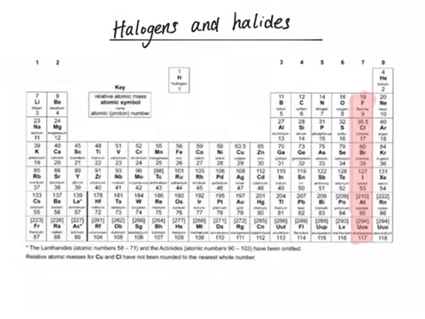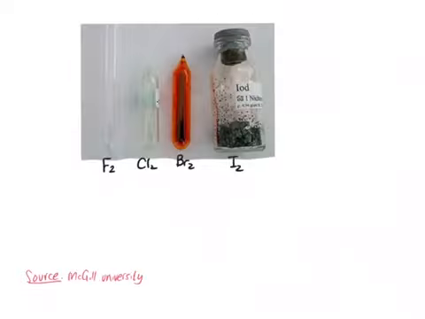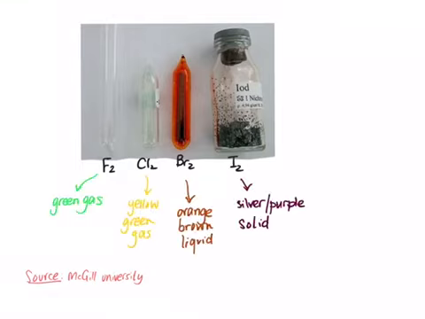Halogens and halides. So this is about the chemistry of chlorine, fluorine, bromine and iodine. There's also astatine, but we don't talk about that because there's not a lot of it around in the universe. So the four main halogens: fluorine, which is F2, chlorine, Cl2, bromine, which is Br2, and iodine, which is I2.